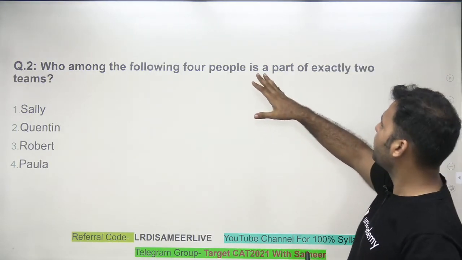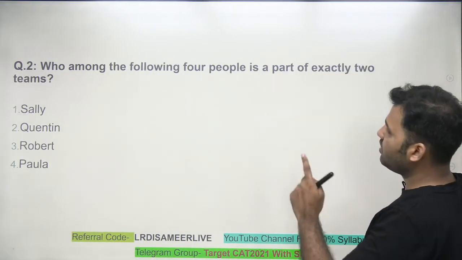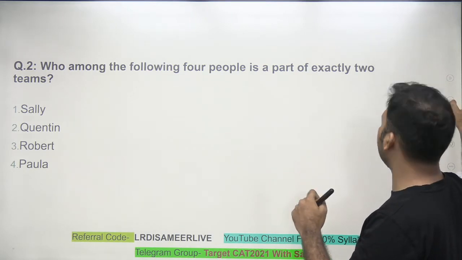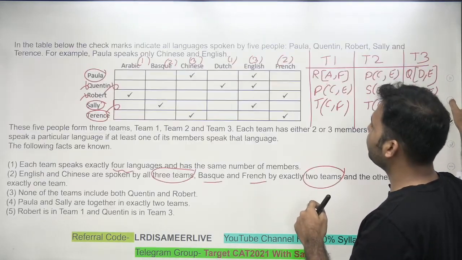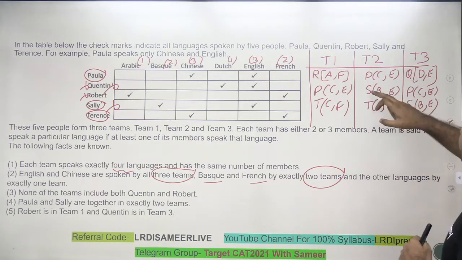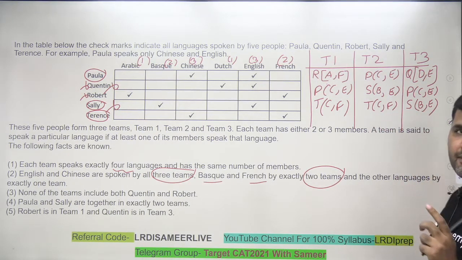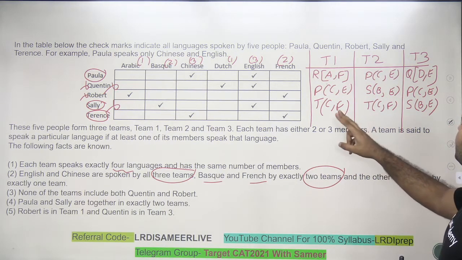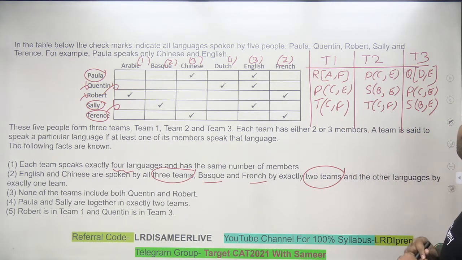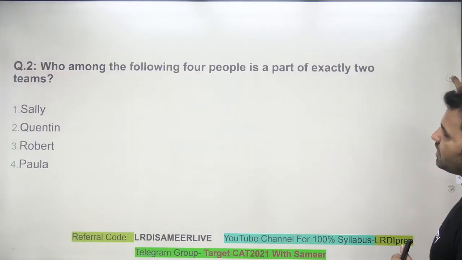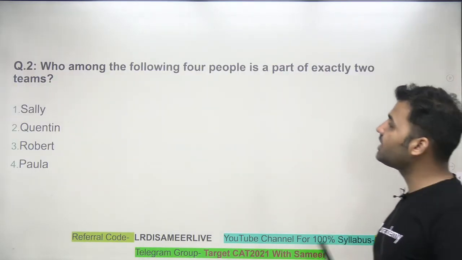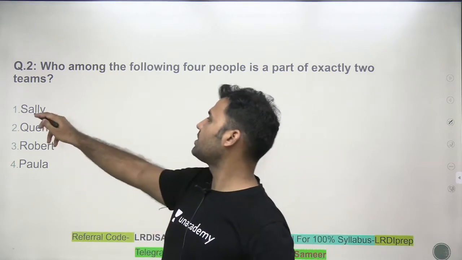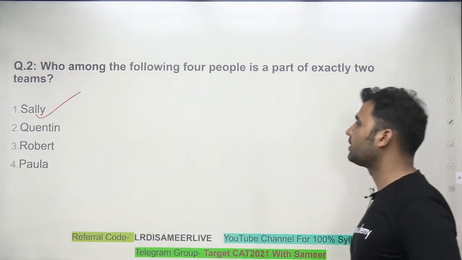Who among the following four people is a part of exactly two teams? If you look at S, you see that S is a member of exactly two teams. P is a member of all three. T is also a member of exactly two. R is a member of one only. Q is one. So S and T both are members of exactly two teams. But this question says, who among the following four people is a part of exactly two teams? Answer will be S. Option 1.